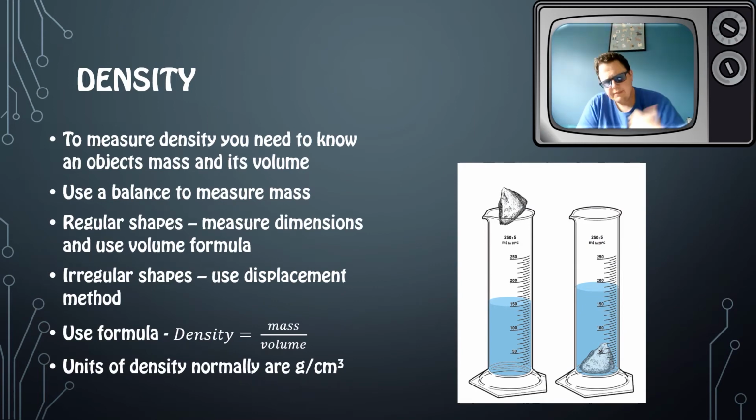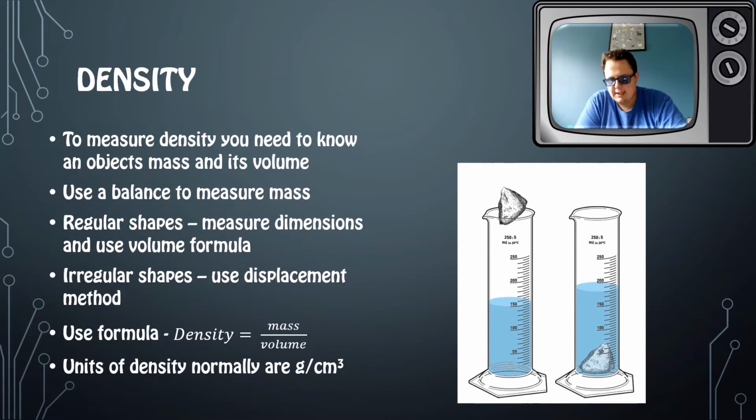So, using the displacement method, we take a measuring cylinder. We make sure it's big enough to get our object in. Then we fill it up to a certain amount of liquid. In this case, it's a 250 measuring cylinder, and we filled it up to, sorry, 150. We then carefully place our object in. If we throw our object in, you might lose water out. Carefully place the object in, and then we look at how much the water's gone up.